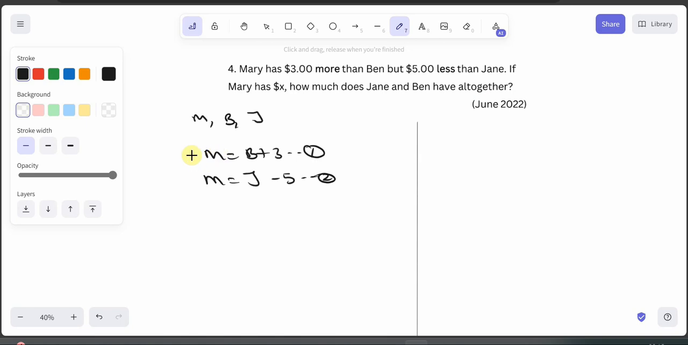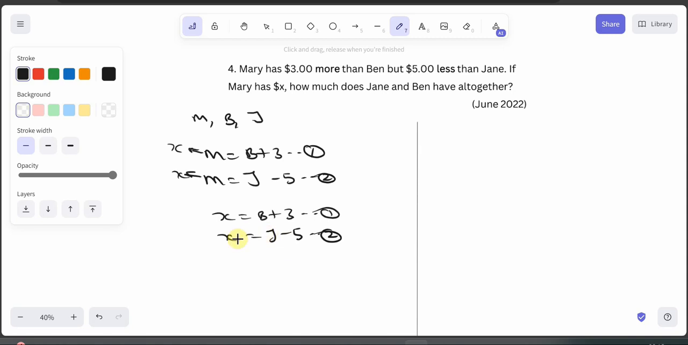So instead of M here, I'm going to represent M as X, and this M as X, because it said that Mary has X dollars. So this would be X is equal to B plus 3, which is still our equation 1. And this would be X is equal to J minus 5, which is still our equation 2. So I want to find how much Jane and Ben have altogether.